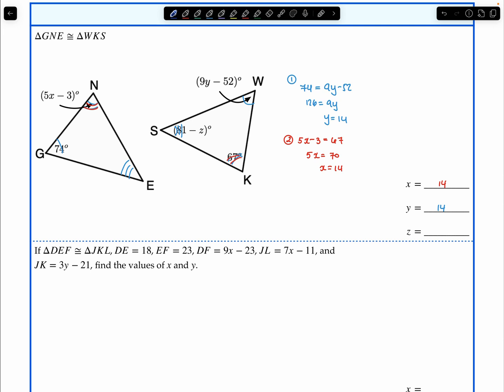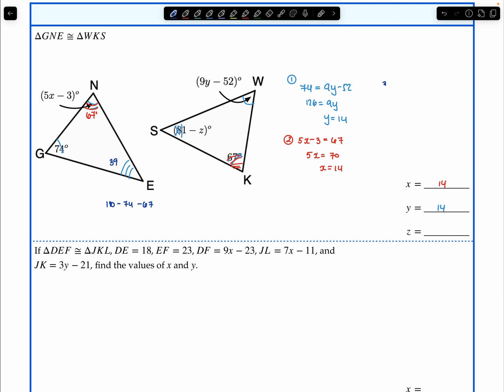Now, to find E, that's a little bit difficult because E here goes with S there, but E is blank. What you have to do is you have to take this 67 here and carry it over to N. Because now we have a triangle that has 2 of 3 angles. So 180 minus 74 minus 67, that's 39.